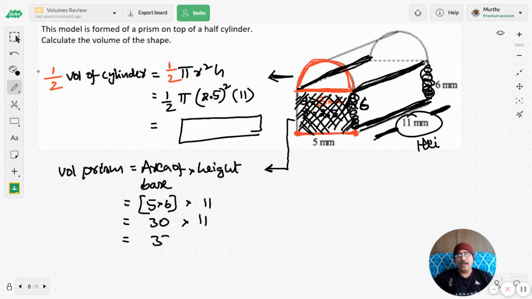You may use your calculator. 330 cubic millimeters. That's the final answer. Any questions on this? Any questions?